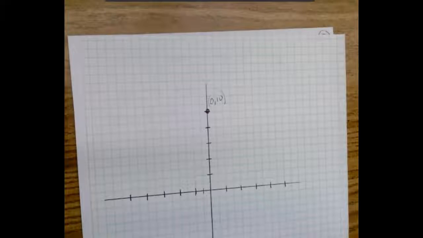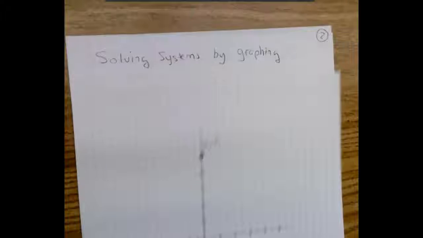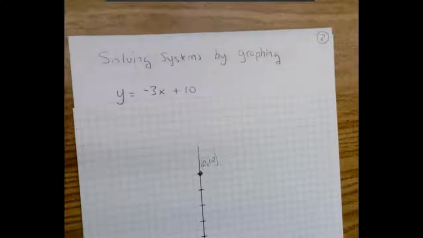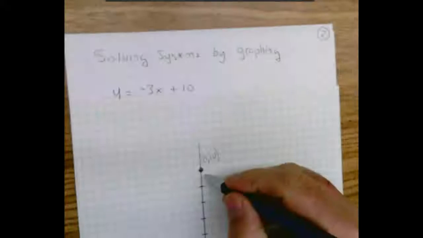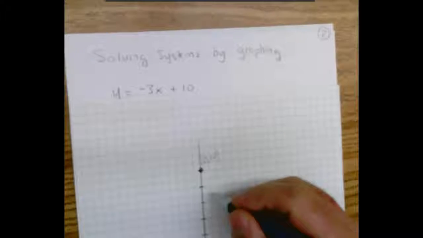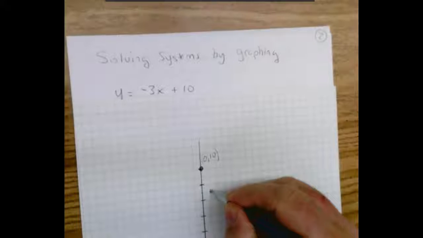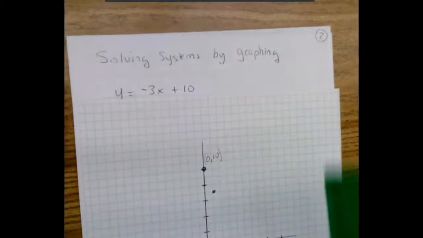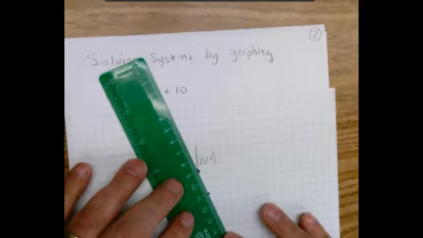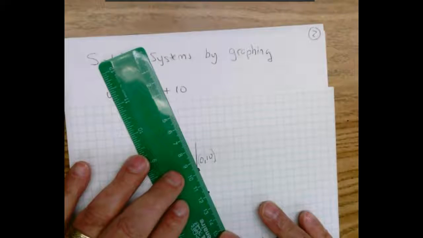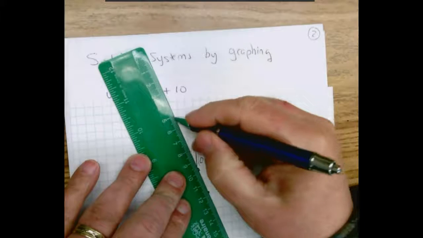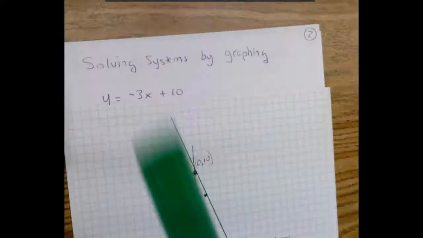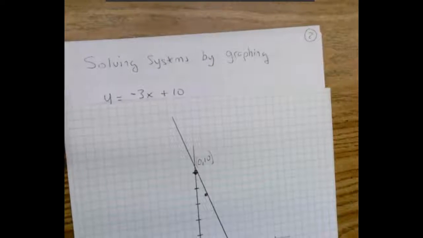Then we know it's a negative slope, so the line is going down. Down 3 and over 1. It's going to be right there. Then we take a ruler, and we graph it right there. Okay, pretty close.